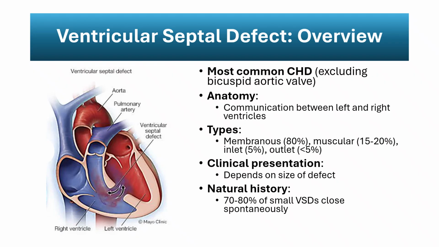Small defects often present only with a loud murmur because the high-velocity jet creates turbulence, but the overall shunt volume is limited. Many of these close spontaneously, with 70 to 80% resolving without intervention. Large defects behave differently. They permit significant left-to-right shunting, which after pulmonary vascular resistance falls at 6 to 8 weeks, can lead to congestive heart failure.